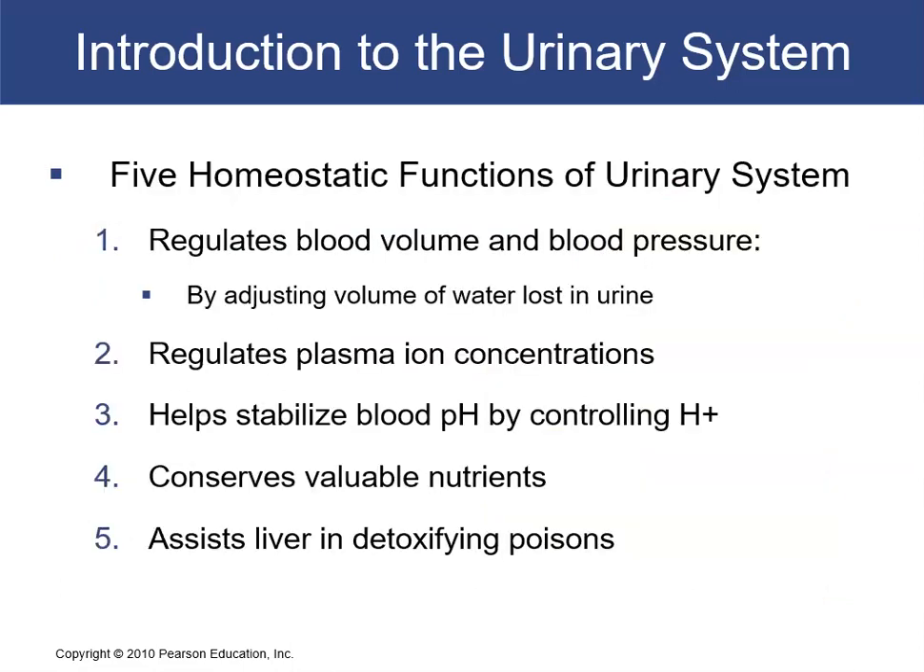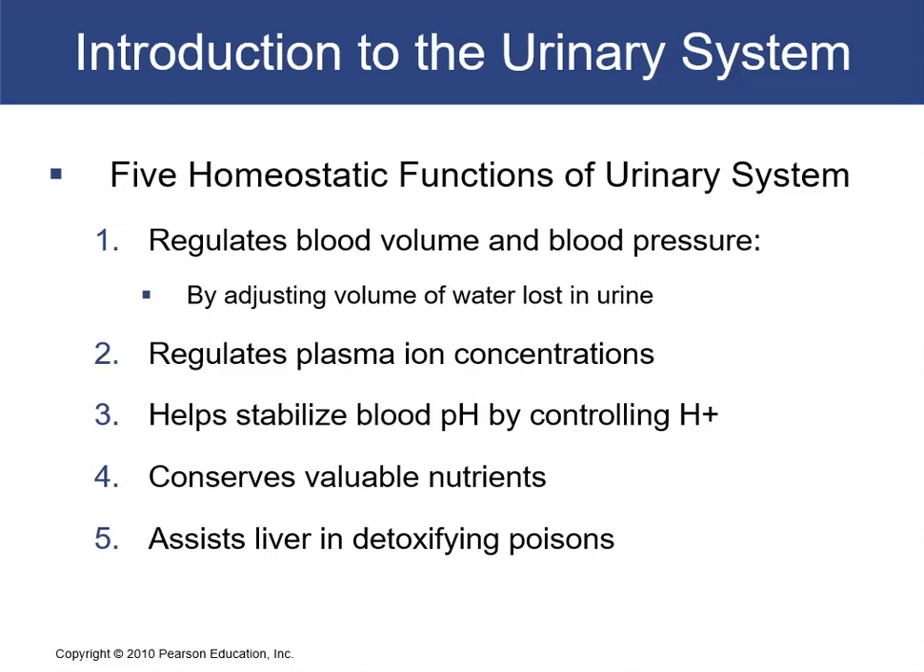There are 5 homeostatic functions of the urinary system. One is to regulate blood volume and blood pressure. The urinary system does this by adjusting the volume of water that is lost in the urine. The urinary system also regulates plasma ion concentration. These include the ions sodium, potassium, chloride, and calcium.